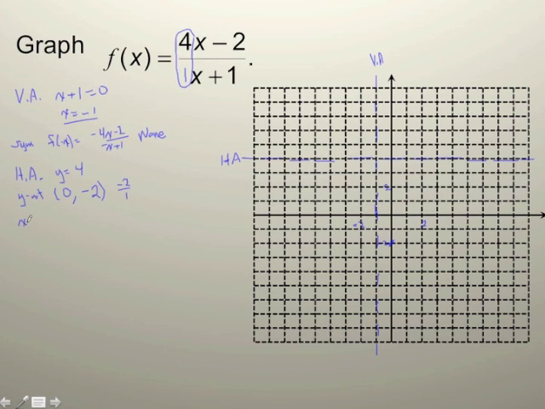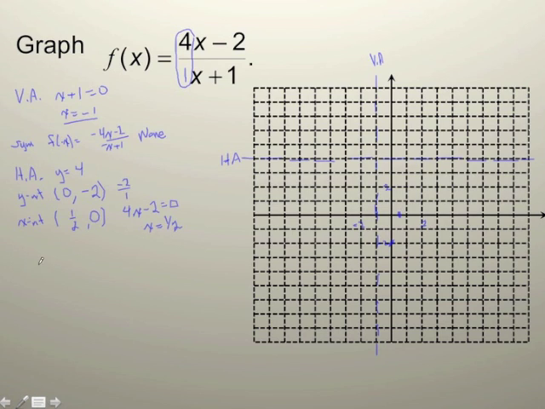And then we want to find the x-intercept, and the x-intercept is where y equals 0. When we solve that, the only way this fraction equals 0 is if the numerator equals 0. So 4x minus 2 equals 0. That means x will equal 1/2. So we have this point right here.